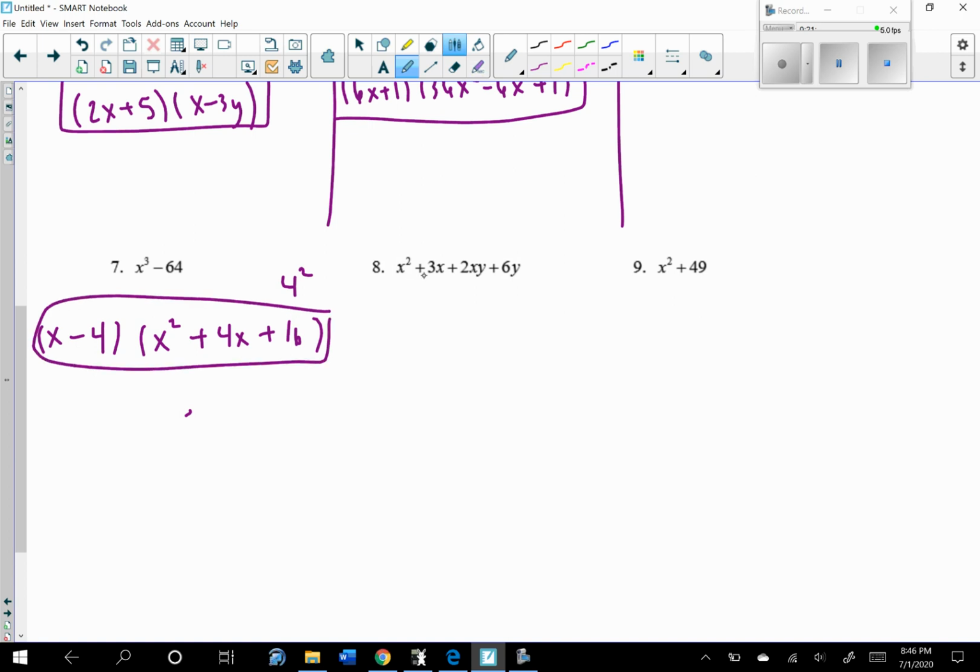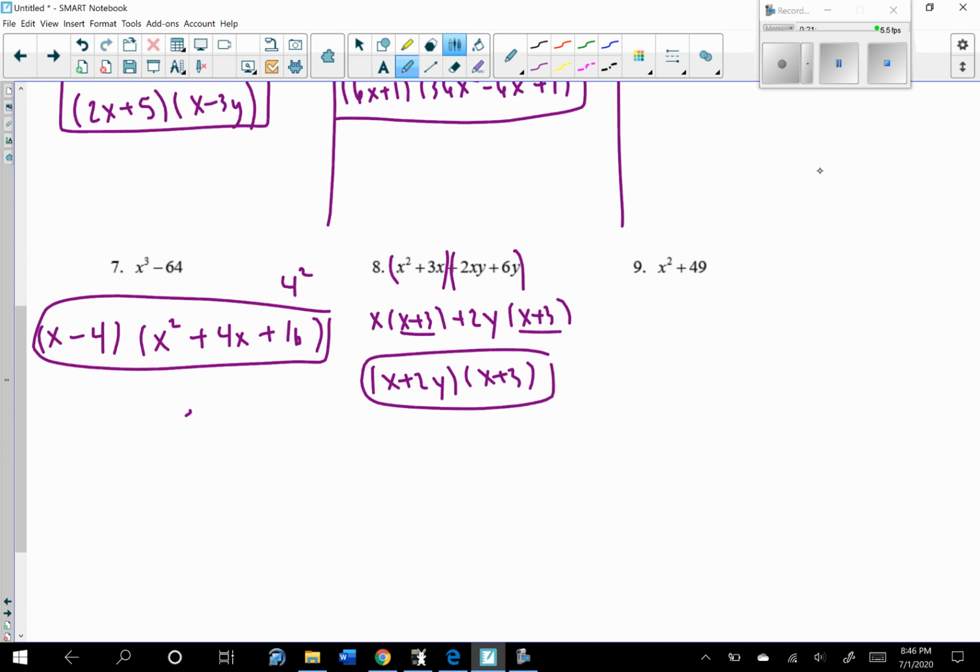Here we have 4 terms, so factor by grouping. Factor out your GCF. Here, same thing, the GCF is 2y. These are the same, so that becomes x plus 2y times x plus 3.